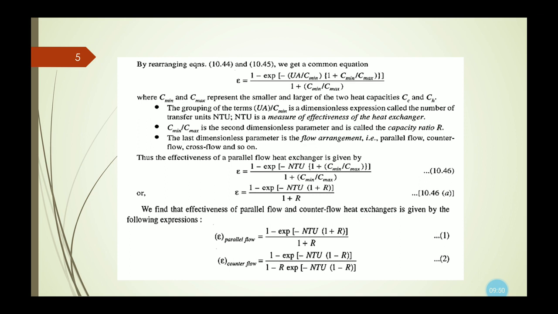Now the grouping of the terms UA by C min is a dimensionless expression called the number of transfer units, that is NTU. The formula of the NTU is UA divided by C min. This NTU is a measure of the effectiveness of the heat exchanger. This is the physical significance. UA by C min is the formula for the NTU, number of transfer units. Now C min by C max is another, second dimensionless parameter, and it is called the capacity ratio, capital R. So this capital R, the capacity ratio for this heat exchanger, is C min by C max.